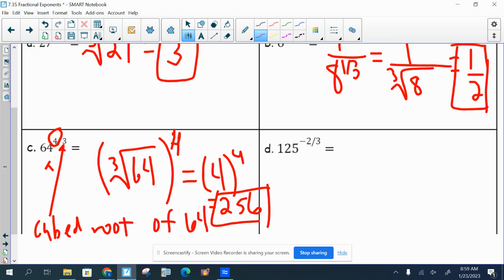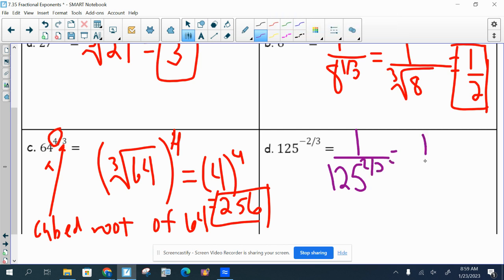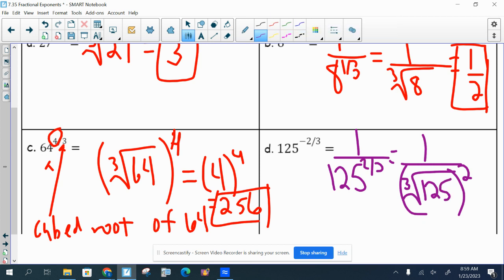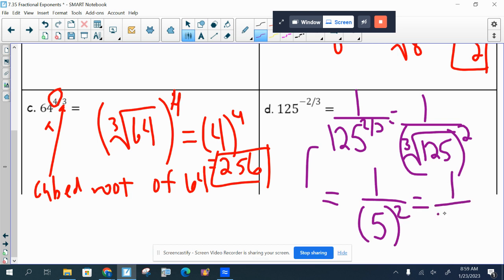And then D, we're going to have a fraction again since it's a negative exponent. So 1 over 125 to the 2/3. So 2 is your exponent, 3 is your root. So I'm going to put 2 in the exponent, and then the cube root of 125. And this should make sense because 125 is a perfect cube. So we wouldn't put a number under there that's not a perfect cube until you get to algebra 2. So the cube root of 125 is 5. And then you're squaring 5 again, so it's 1 over 25.